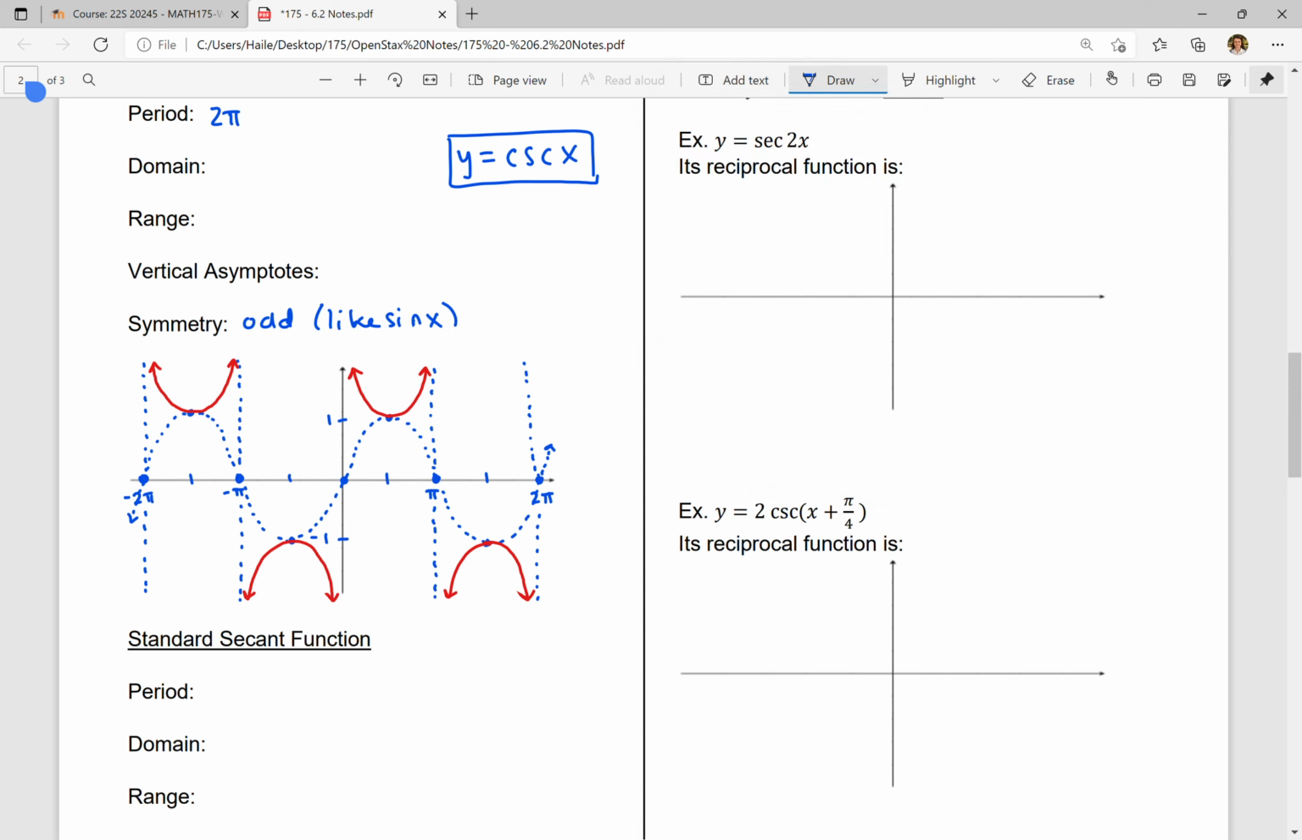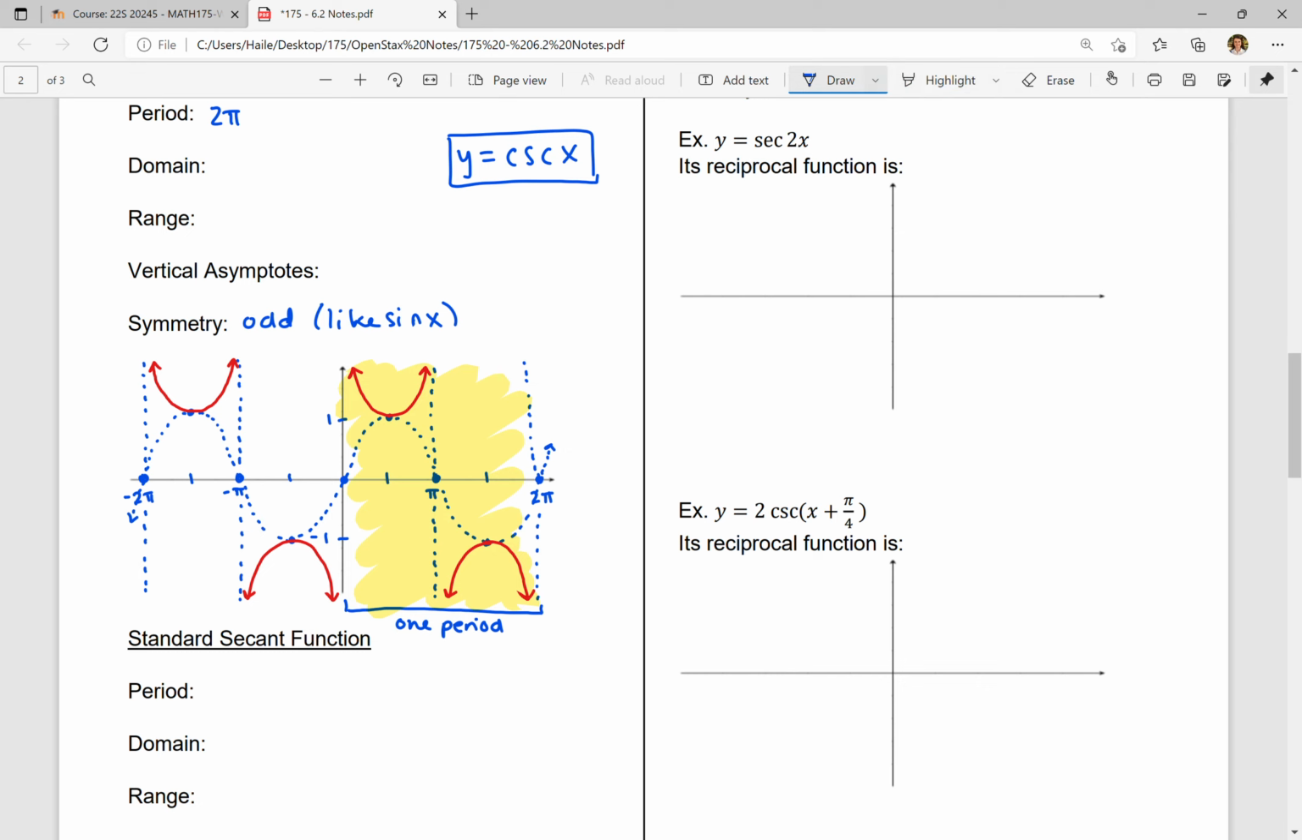So one period of this is going to be this distance here. So we've got between pairs of alternating asymptotes. And maybe I will highlight that just so it's a little more clear. So this area in here constitutes one period of cosecant. So now let's talk about the domain, range, and vertical asymptotes.